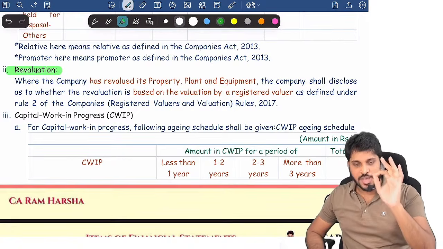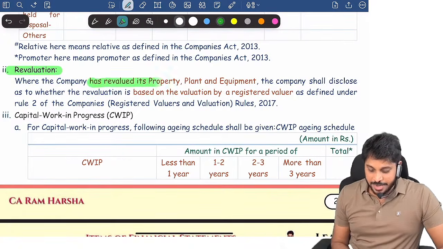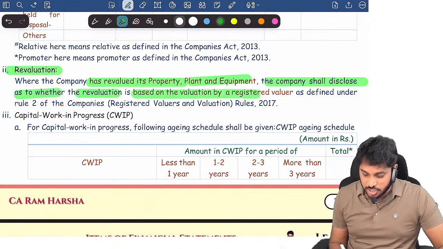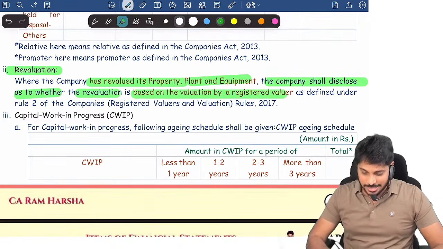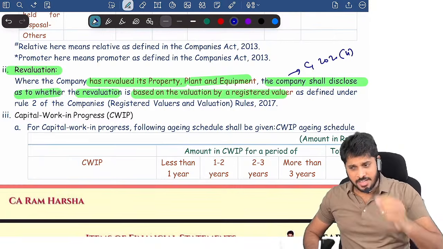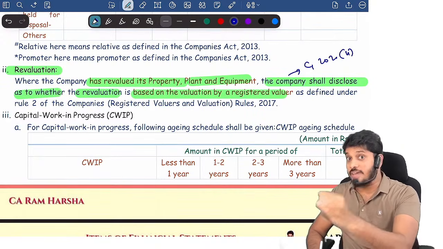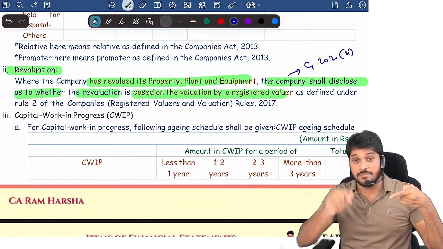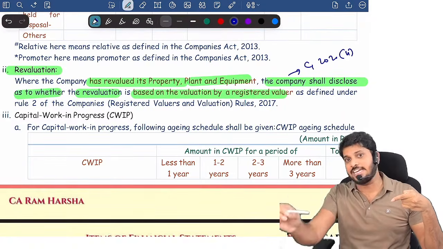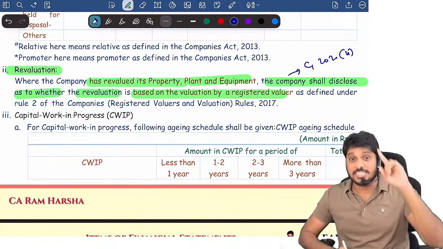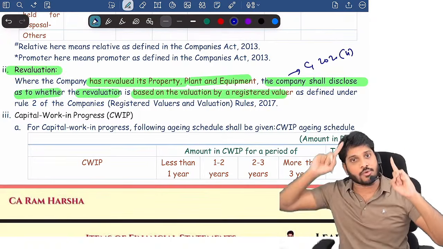With respect to ARI, if the company has revalued its PPE, the company shall disclose whether the revaluation is based on valuation by a registered valuer. A similar point is there in CARO 2020, clause number 1, inside subclause 4. If there is a change, we need to specify the amount of change, if the change is 10% or more in aggregate in the net carrying value of each class. Remember, for revaluation, it is net carrying value we should see as an auditor while reporting in CARO.